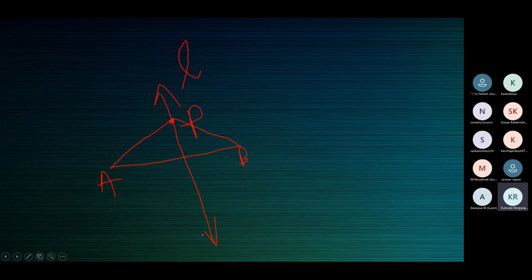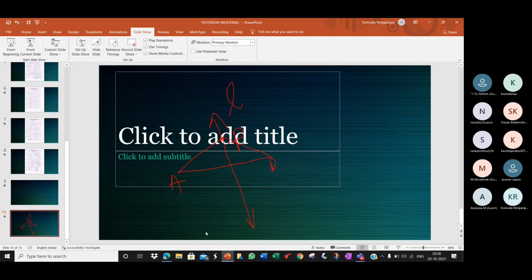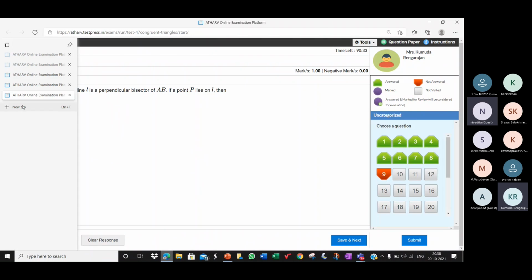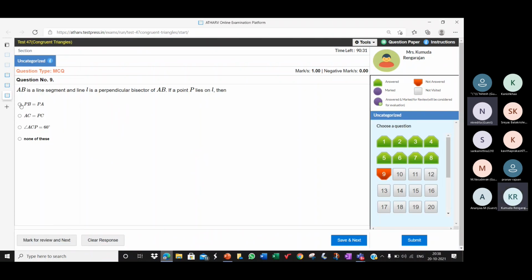Let's see the other results. AC is equal to PC. Where is C? C is not at all there. So angle ACP is 60 degrees. All that is not relevant because we don't know the point C at all. Yes, ma'am. So PB equals PA, ma'am.